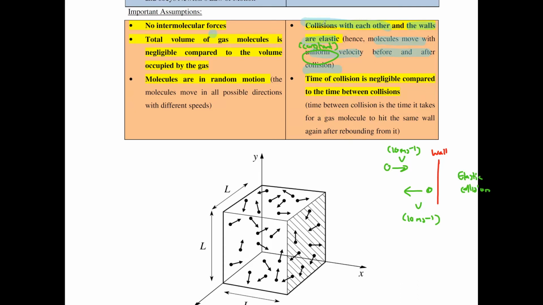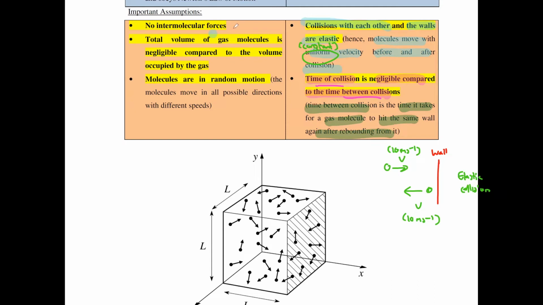All right. So the last important assumption of kinetic theory of gases is this: time of collision is negligible compared to time between collisions. Now this one you will make use of in your derivation on the next page. Now, what is time between collisions in the first place? Time between collisions is the time it takes for a gas molecule to hit the same wall again after rebounding from it.